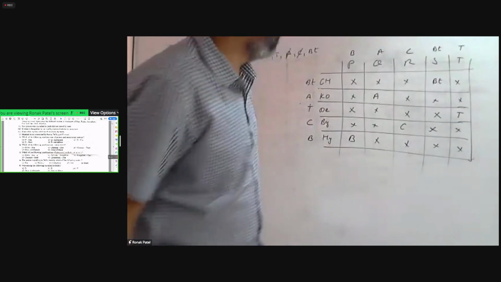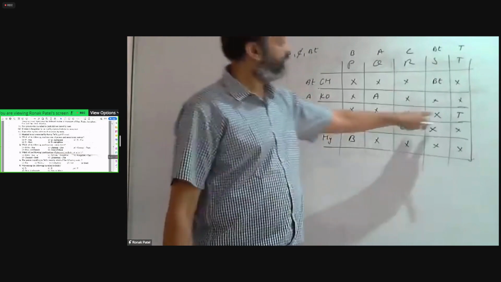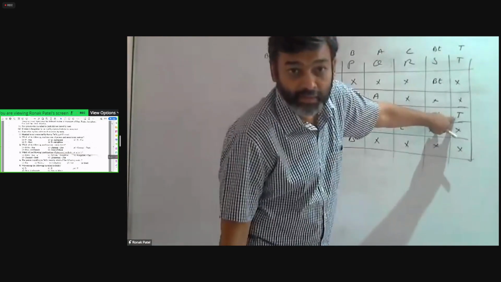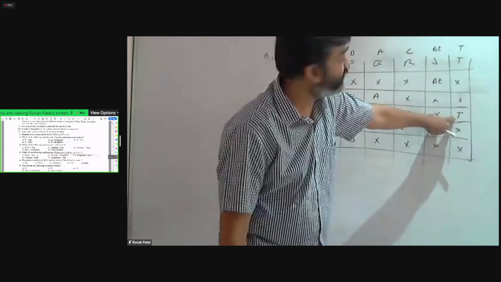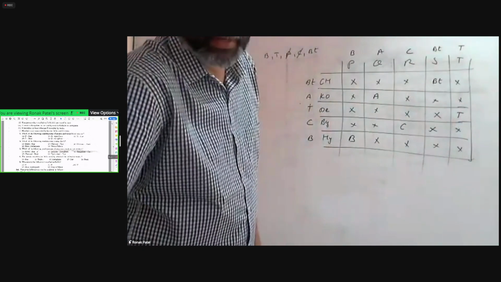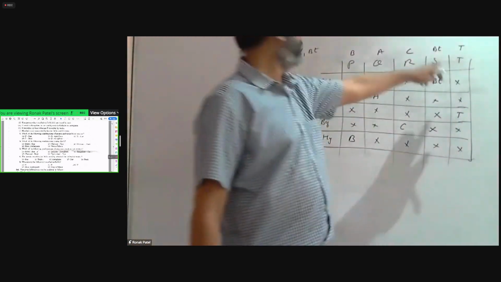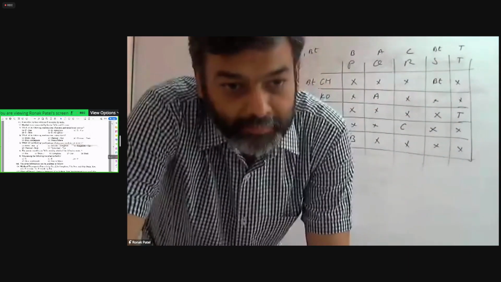The fourth one. The person who traveled to Delhi, so who traveled to Delhi? Delhi is traveled by T. The person who traveled to Delhi went by which mode? He went by train. And who among the following traveled to Delhi? T traveled to Delhi. So T. Hope it is clear to everybody.